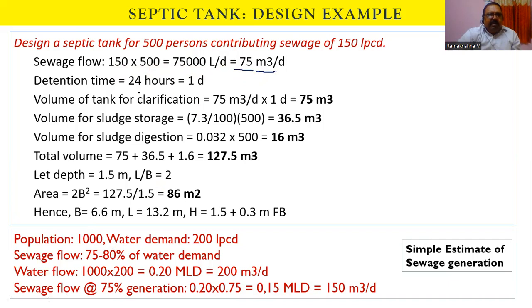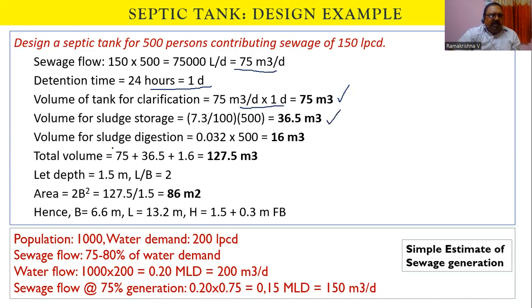Detention time is 24 to 48 hours. If we assume 24 hours, it is 1 day detention time. Volume of the tank is discharge multiplied by time, so 75 meter cube per day into 1 day is equal to 75 meter cube. Volume for sludge storage is given as 7.3 meter cube for every 100 persons. Here it is 500 persons, so put that ratio here, and it comes out to be 36.5 meter cube.